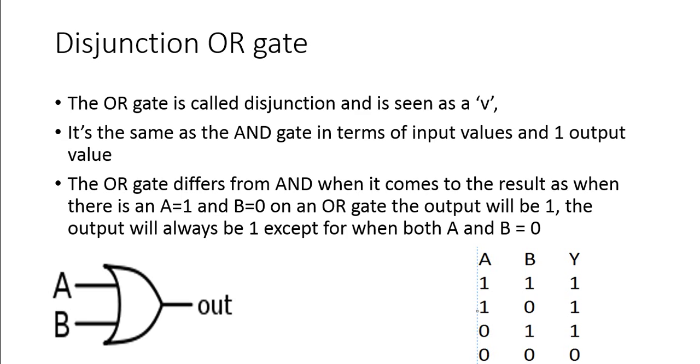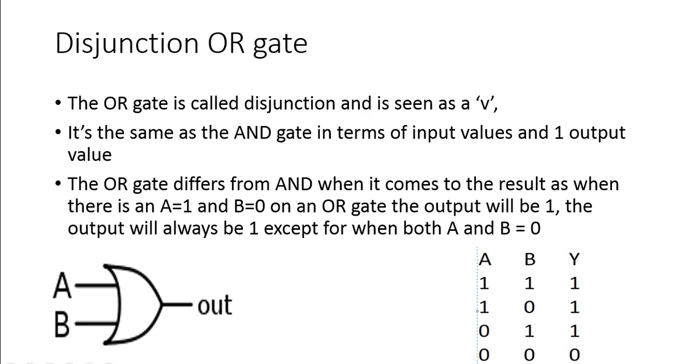So it's like with AND, for both of them to be true, the output will be true. But with an OR gate, if one of them is true and one of them is false, or one of them is 1 and one of them is 0, the output will always be 1. The only time the output is 0 on an OR gate is when the inputs are both 0. So as you can see, the OR gate looks like a half crescent moon or a Doritos chip. It's got the A input value, the B input value, and then the output.